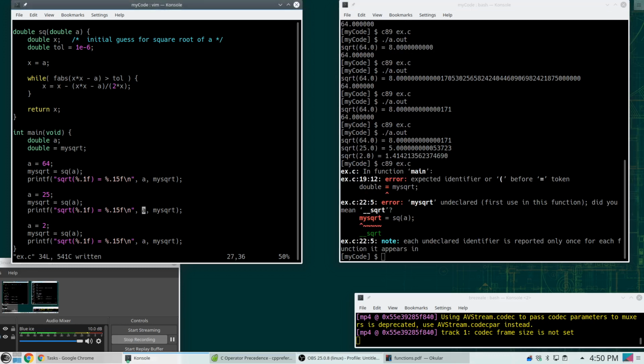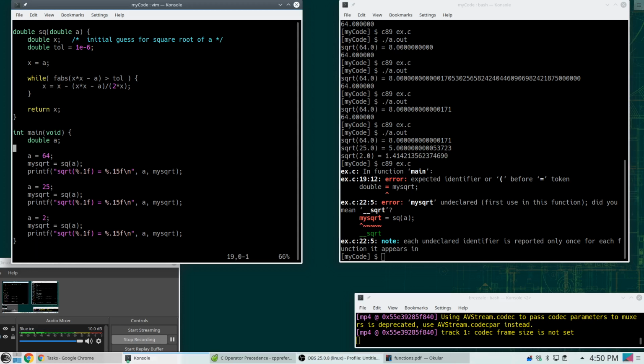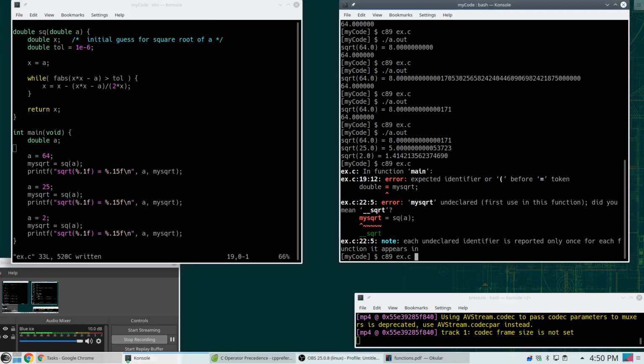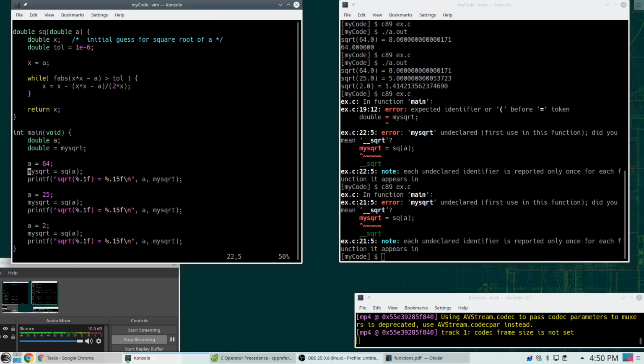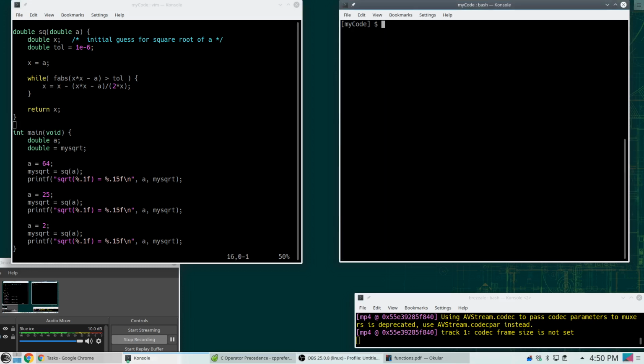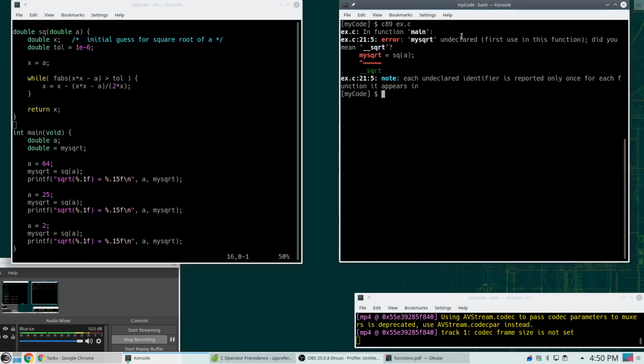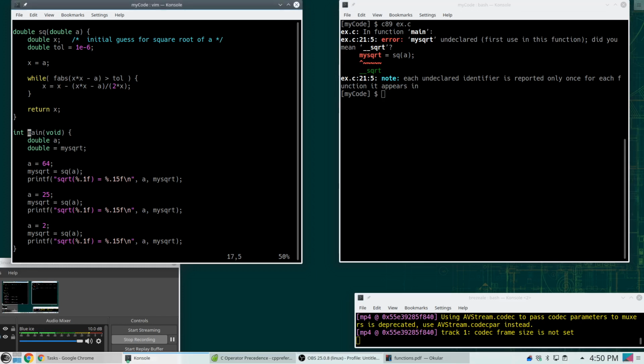Oops. Where's the problem? So it's telling me line 19. Oops, sorry. I needed that to make the other stuff work. So double square root equals square of that. This is that. Undeclared, first using this function, double. Sorry, that was the problem.